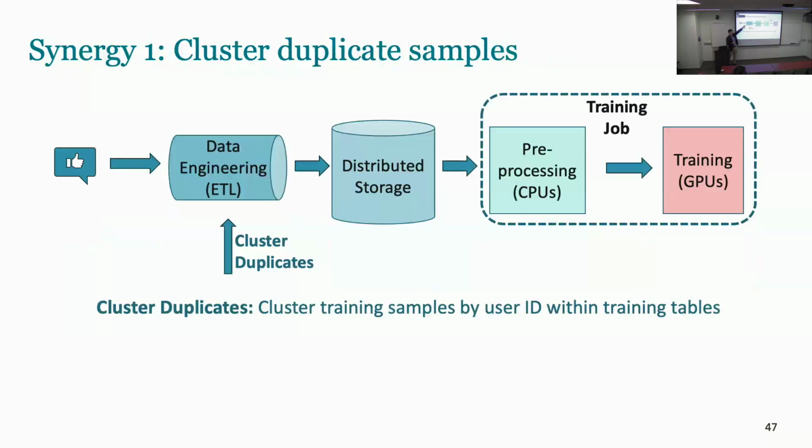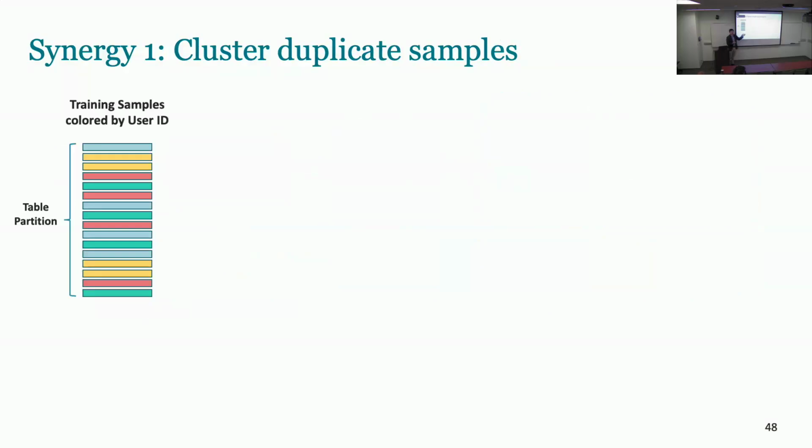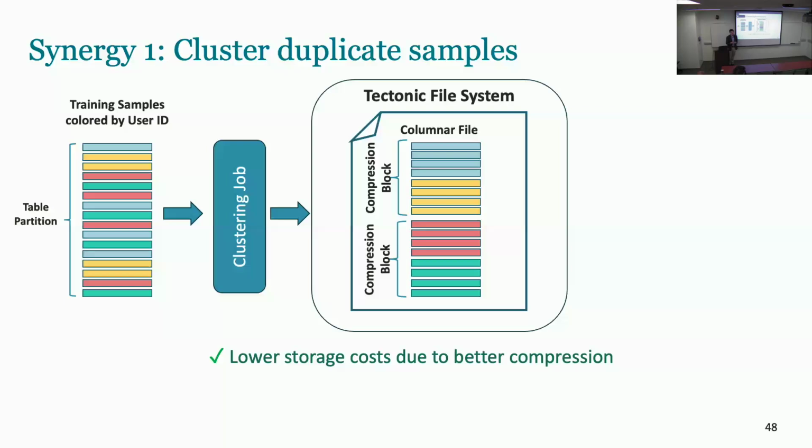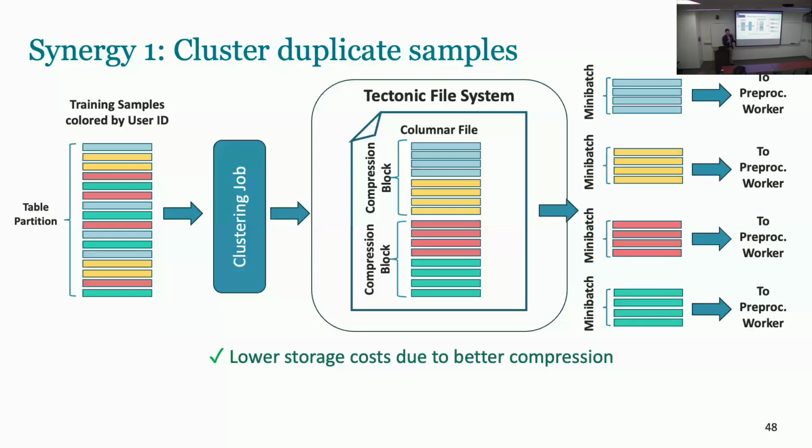To start off, let's start in the data engineering layer, and let's cluster all of these duplicates together. Specifically, every time we generate a new training partition, every hour or every day, we run a clustering job over it to group together all of these duplicate features inside our data set. When we write to these columnar files, we get an immediate benefit: because they're compressed, putting a lot of duplicates together inside these compression blocks gives us better storage compression ratios. On top of this, when we read these mini batches during pre-processing, each mini batch is still compressed, meaning we get better storage IOPS and network and pre-processing efficiency because of the better compression ratios.